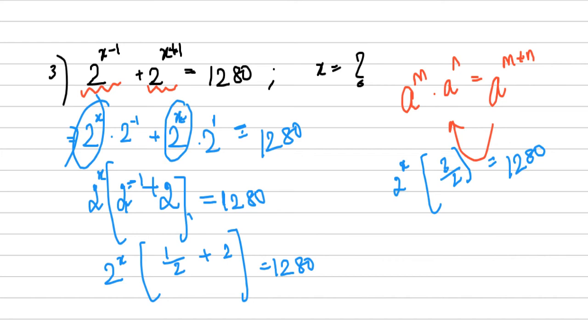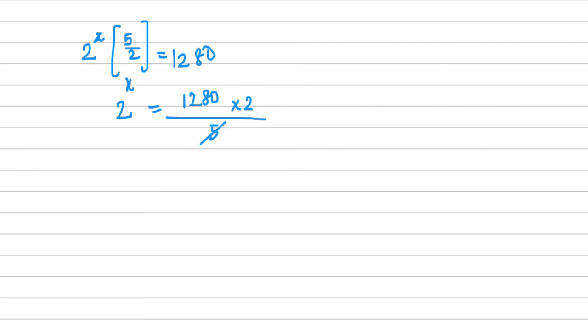Okay, let's take a new page. We have got 2^x multiplied by 5 over 2 is equal to 1280, right? So now we are going to take this term to the other side. So we will get 1280 multiplied by 2 divided by 5, and you could cancel them, and you will get 256 times 2. So 2^x is equal to 256 multiplied by 2.